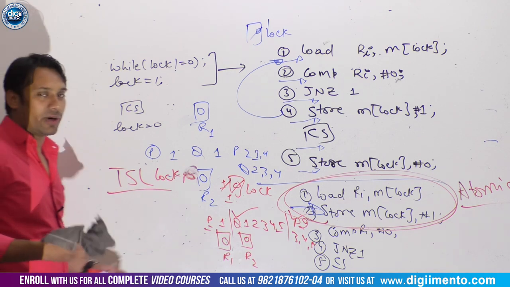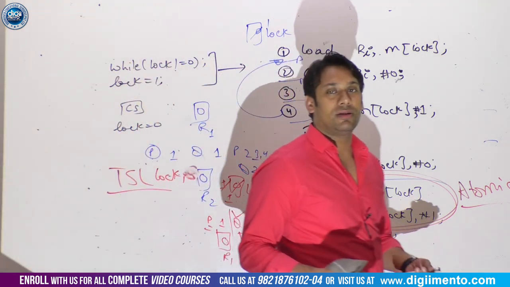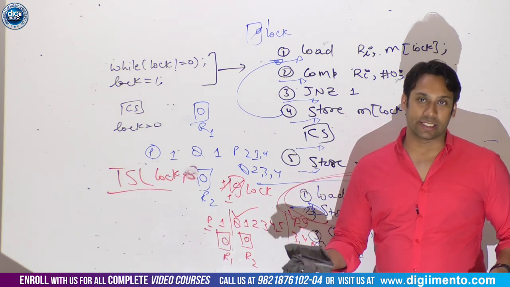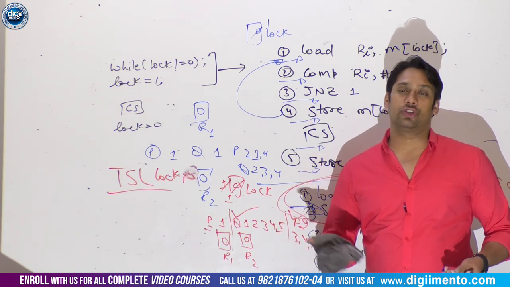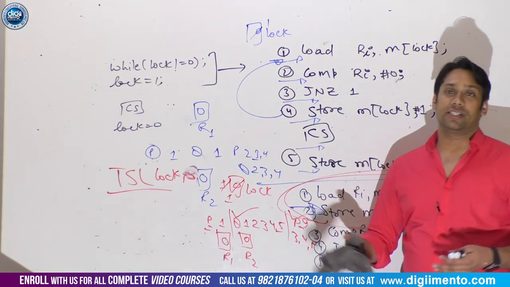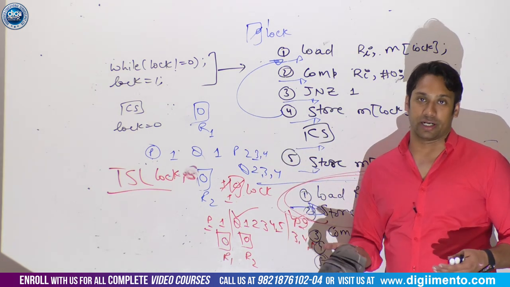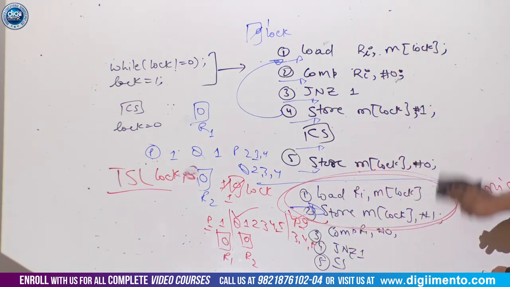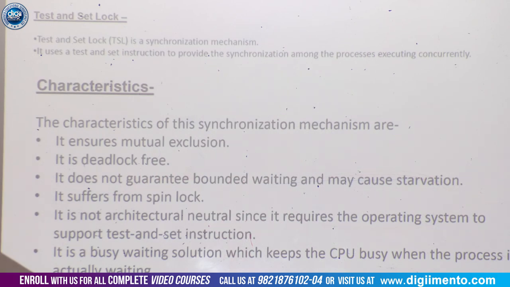So obviously if it is requiring a special provision or special hardware instruction, that means it is not architecture neutral. Your hardware should support this kind of architecture. So this solution is not satisfying the secondary condition, which is architecture neutrality. But again, we'll see what are the conditions it can satisfy. Clear hai sabko?